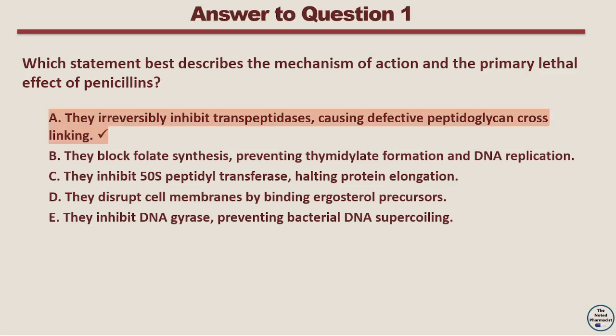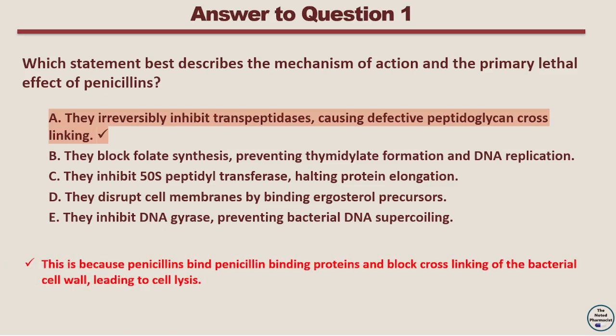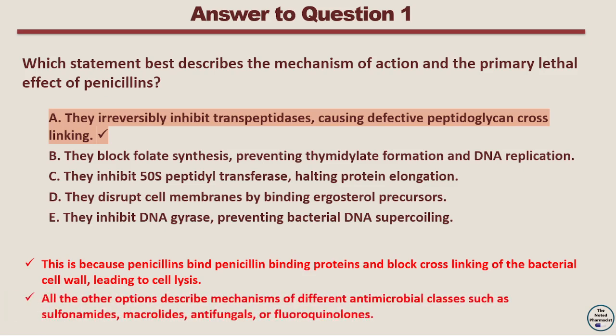The correct answer is option A. They irreversibly inhibit transpeptidases, causing defective peptidoglycan cross-linking. This is because penicillins bind penicillin-binding proteins and block cross-linking of the bacterial cell wall, leading to cell lysis. All the other options describe mechanisms of different antimicrobial classes such as sulfonamides, macrolides, antifungals, or fluoroquinolones.